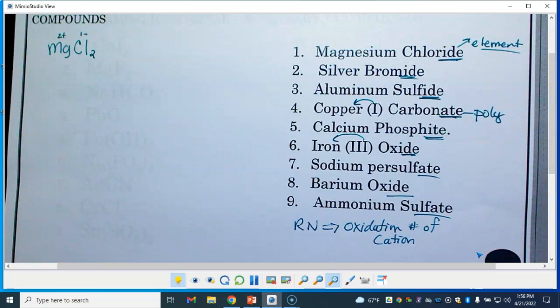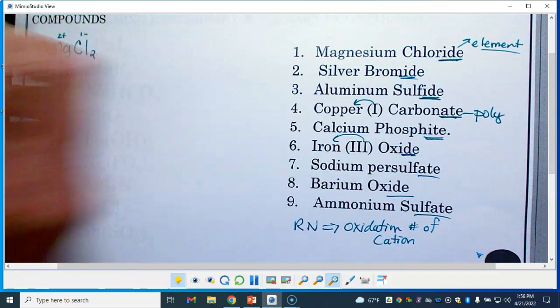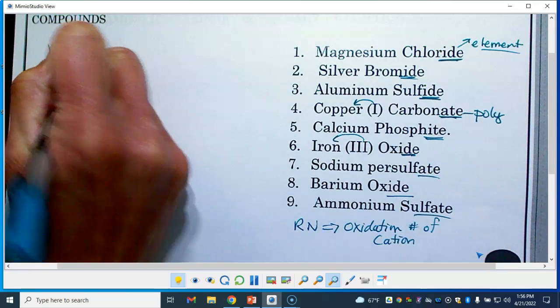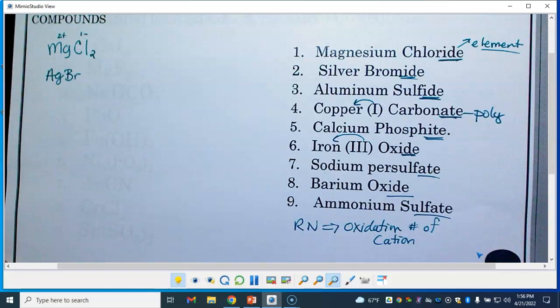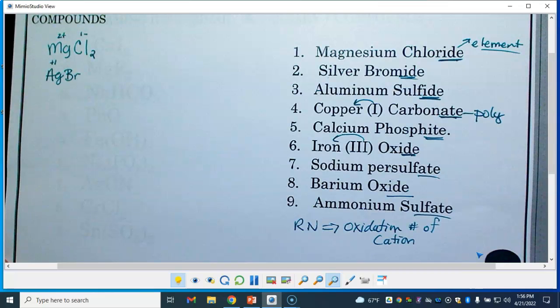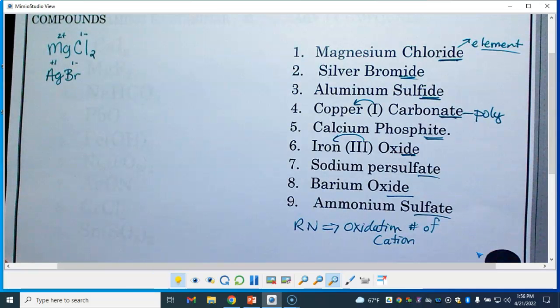The oxidation numbers are there simply to make sure that your formula is correct. If you feel like you can do this without assigning oxidation numbers, you don't have to write them up there. They're just there to help you. So silver bromide, silver is going to be Ag. Bromide is bromine, so Br. What's silver's oxidation number? Very good. And what's bromine's oxidation number? Very good. Do we need any subscripts? He's done and dusted.